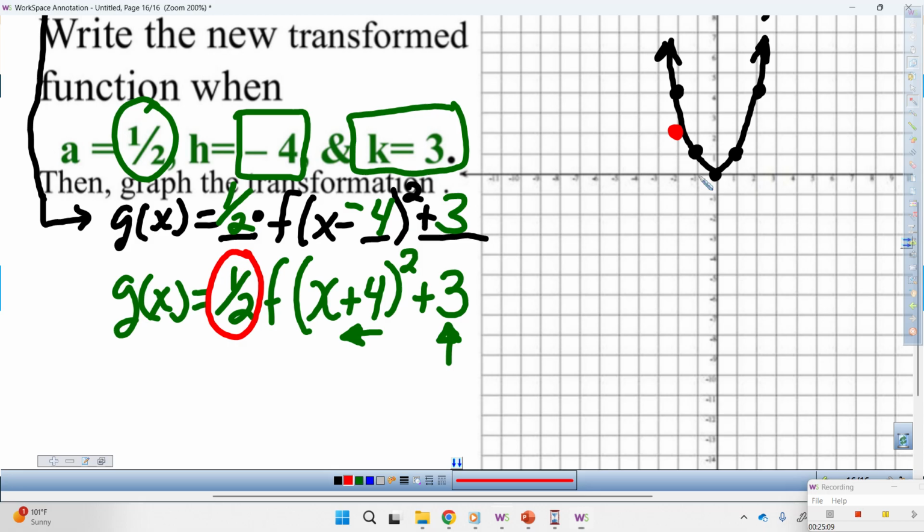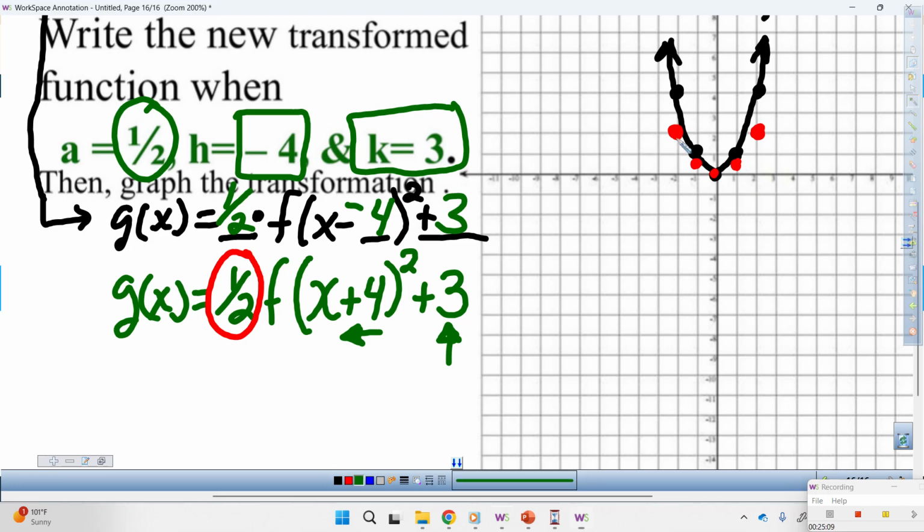Next one, -1, 1. But if we cut it in half, it's -1, what? 1/2. That is correct. 0, 0, and then they just reflect up to the other side. 1/2 and 2. So instead of connecting those points, those are the points that we're going to move in which direction? 4 to the left and 3 up.